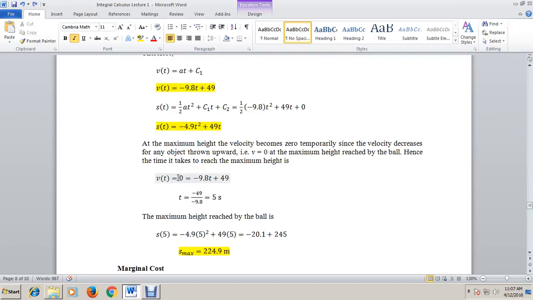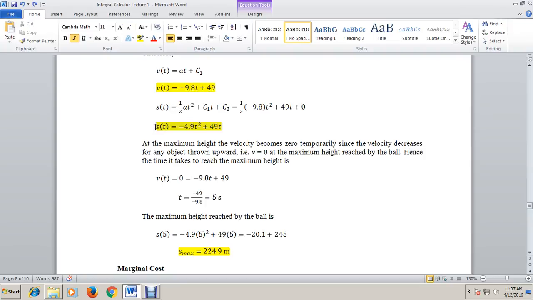transposing 49 to the other side, 49 becomes negative, dividing both sides by negative 9.8, so we have negative 49 over negative 9.8. Negative 49 over negative 9.8 gives you 5 seconds. The time it takes for the ball to reach the maximum height, given that the initial velocity is 49 meters per second and the acceleration is negative 9.8, is 5 seconds. Now, since we have the time, we can make use of the position function, substituting the value of time 5 seconds in the function.